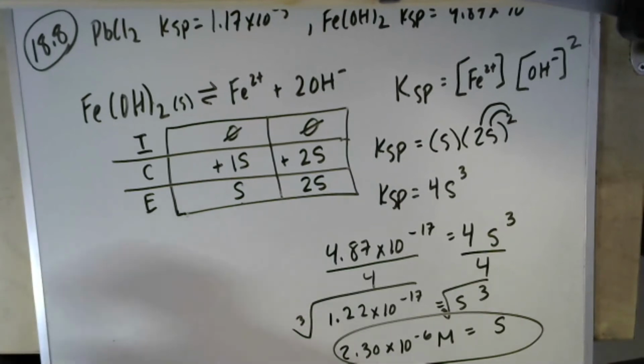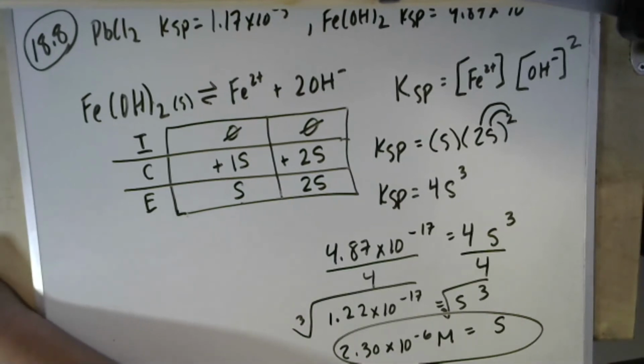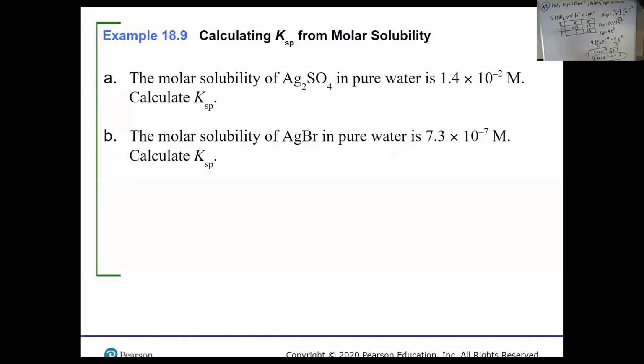All right, let's look at a slightly different type of setup, but we're still going to be using molar solubility and KSP for these problems. This time, though, they're telling us the molar solubility of two different compounds, and they're asking us to calculate the KSP from that. Okay, so just kind of looking at a different angle of the same problem.